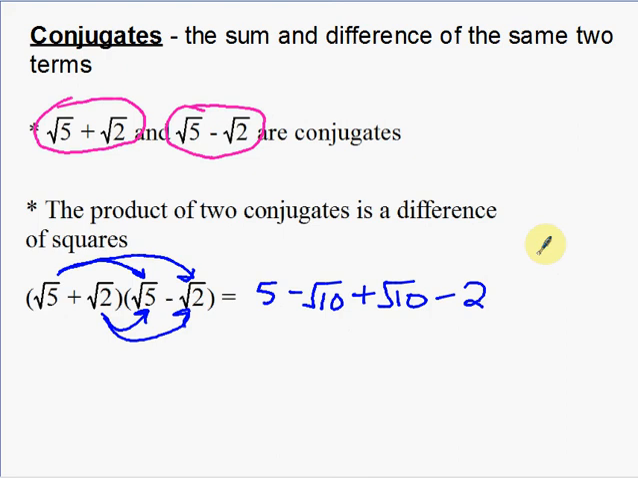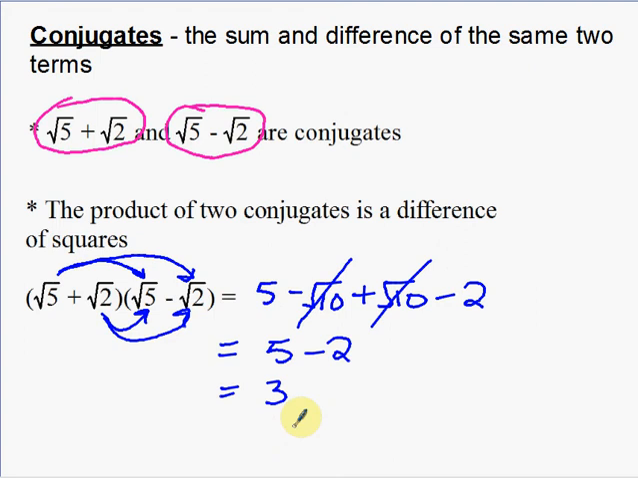So now if you look at what we have, 4 terms, but the middle two terms are opposites, so they cross out, and we're just left with 5 minus 2, no more radicals, which is what we wanted to have happen, and that's 3. So our goal in using conjugates is to get rid of radicals in the bottom of a fraction, otherwise known as rationalizing the denominator.